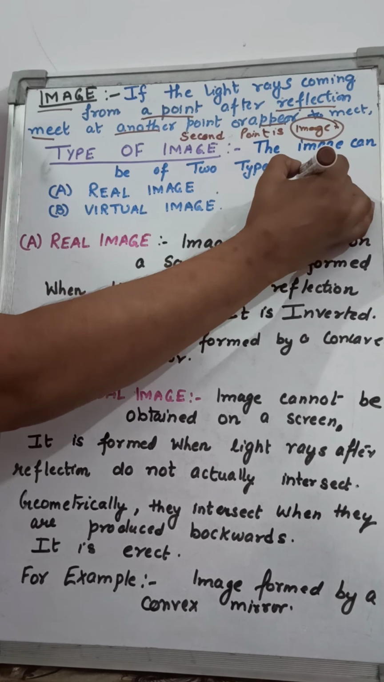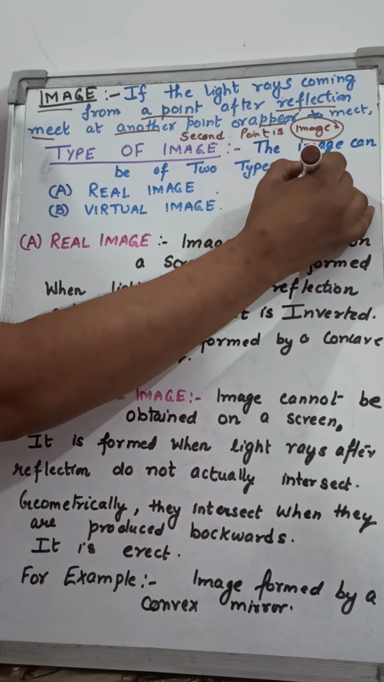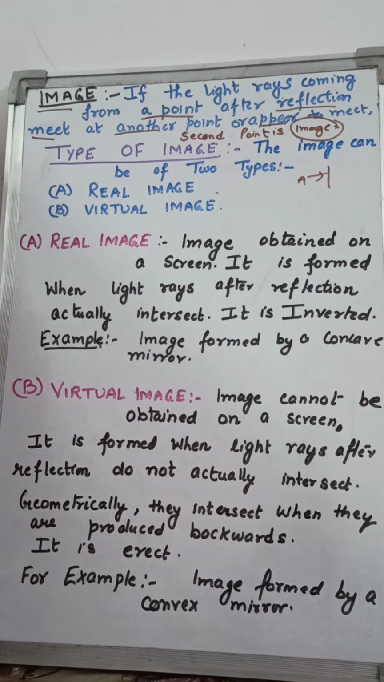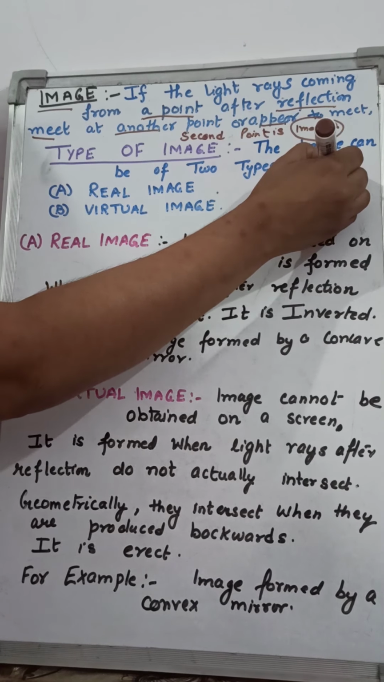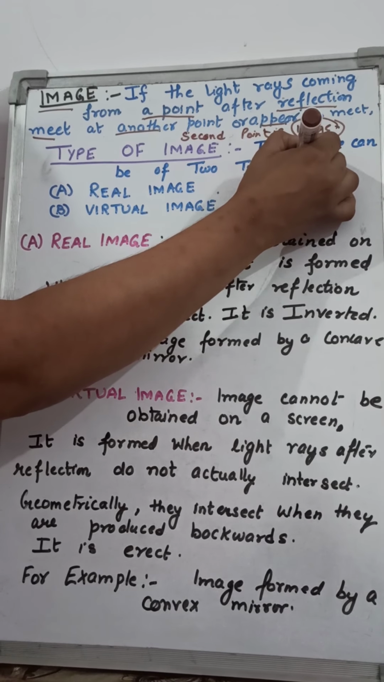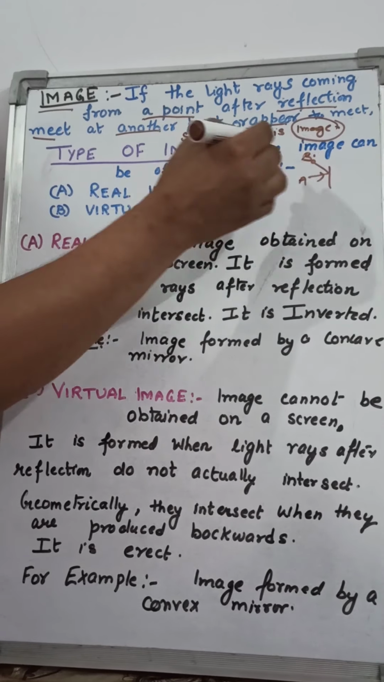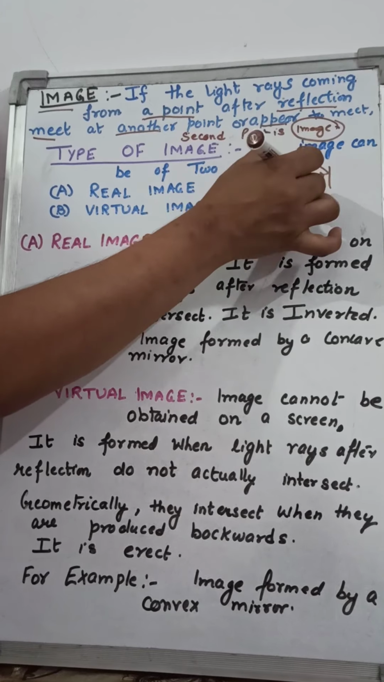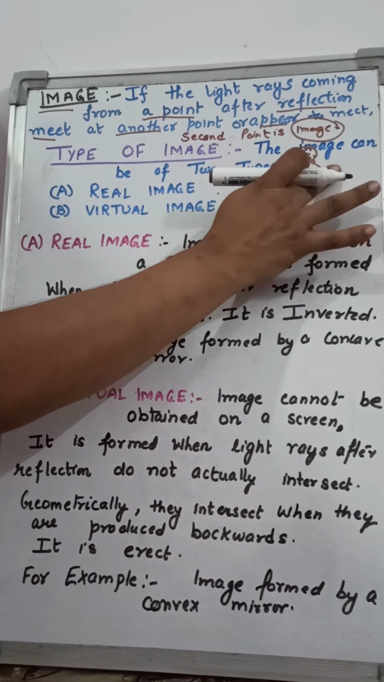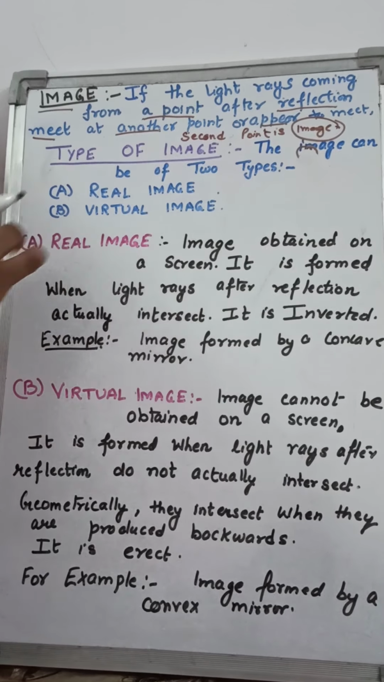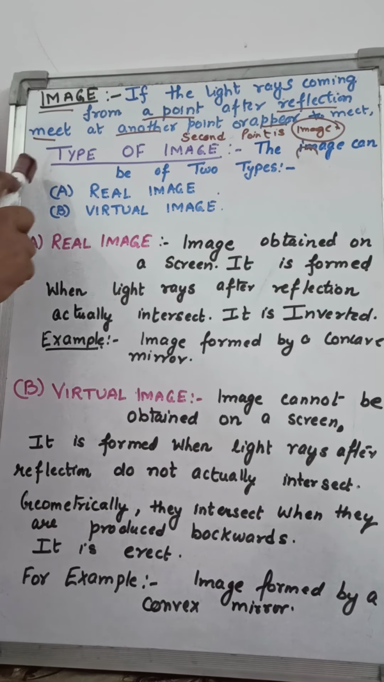Suppose this is point A. From this, the rays are coming, and after reflection, they appear to meet over here at point B. So this point B will be the image of the first point. Now, next is types of images.